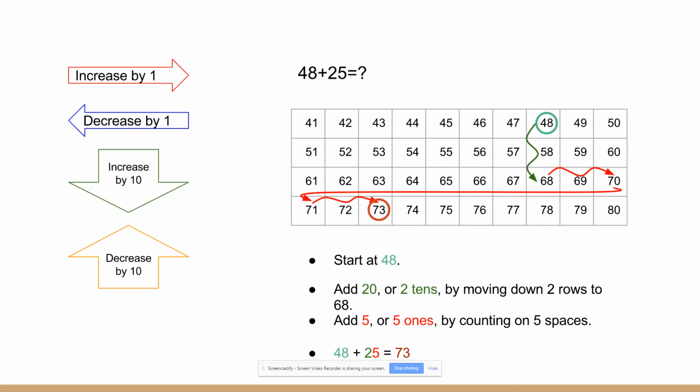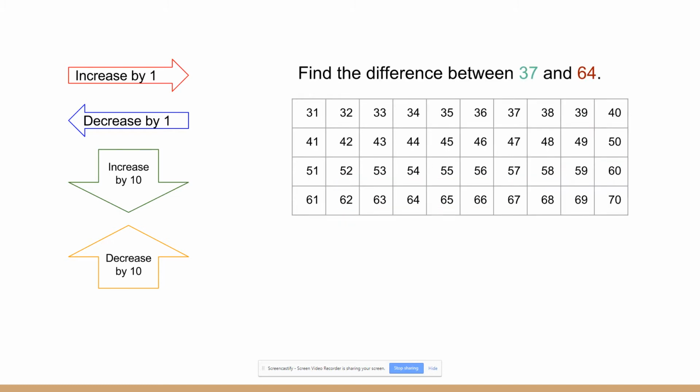Now, I can use a number grid not only to do addition, but I can use it to find the difference between 2 numbers. Here's another example. This question says, find the difference between 37 and 64. Now, we know that 37 and 64 are not the same. However, how much difference is there between them? How many hops would it take to get from 37 to 64?